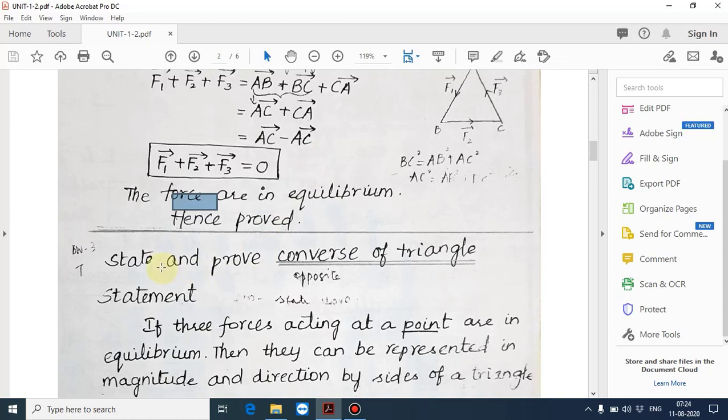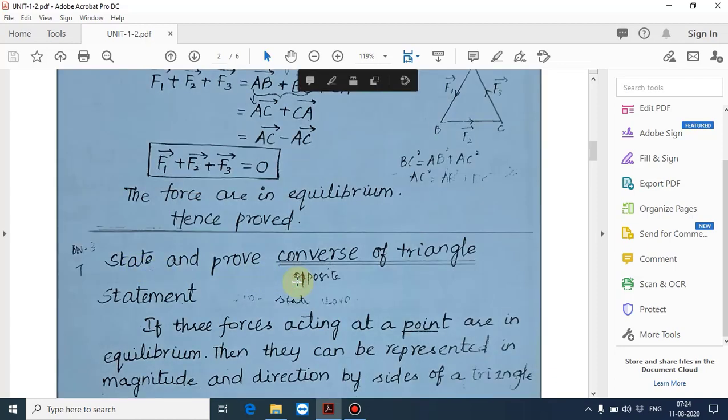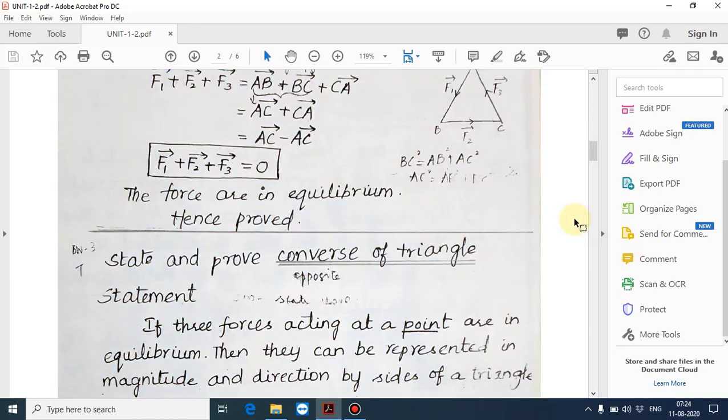Next, state and prove the converse of the triangle law. Converse means opposite. The first theorem is the triangle law of forces; now the opposite we have to prove. That means from last to first, from the triangle law of force, we have to prove the reverse.